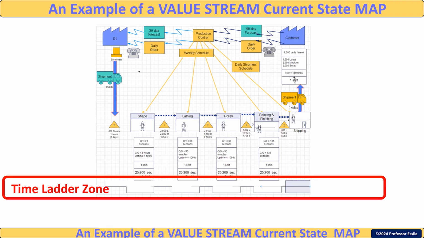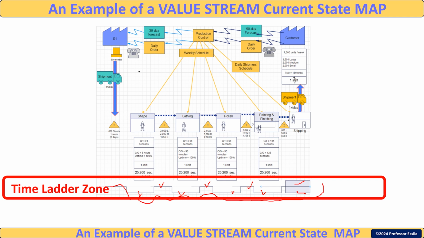And lastly, you have the time ladder zone, visually resembling a ladder. You can see here, it really looks like a ladder. This zone displays lead times on the upper part. The lead time is displayed here, and the processing time is usually displayed on the lower part of the ladder. So here you're going to see the processing time, and then the total goes here for the processing time, and the total goes here for the lead time.